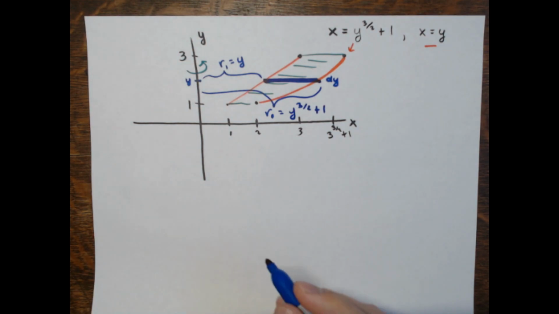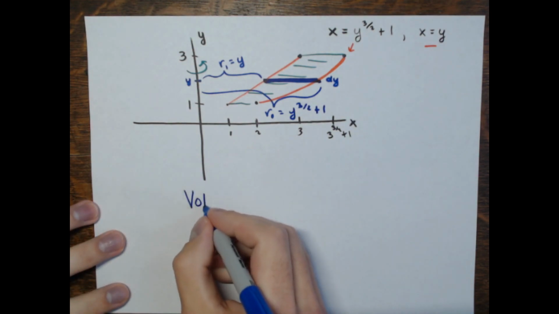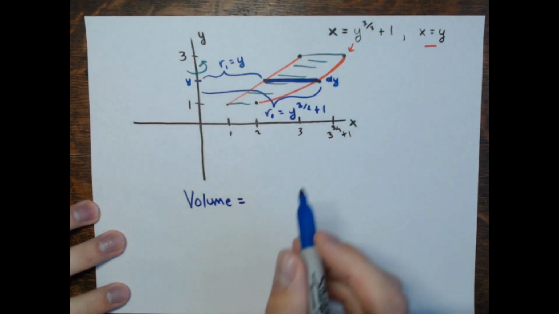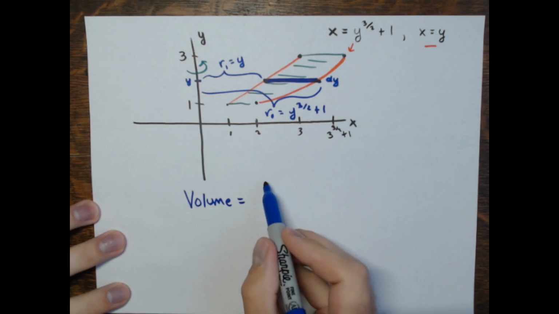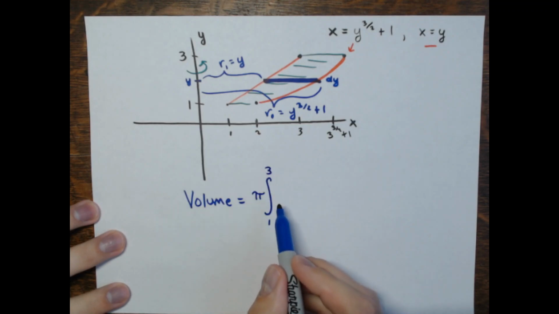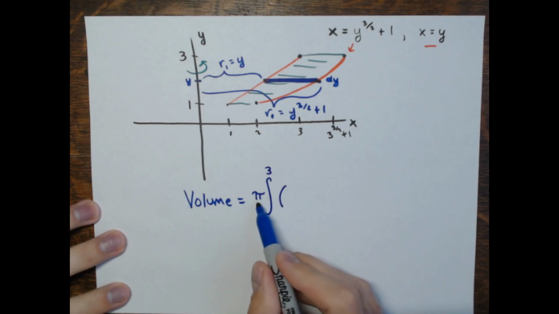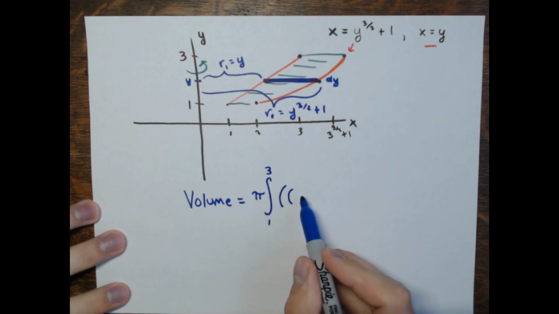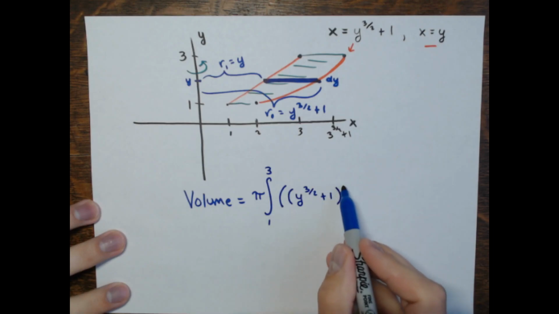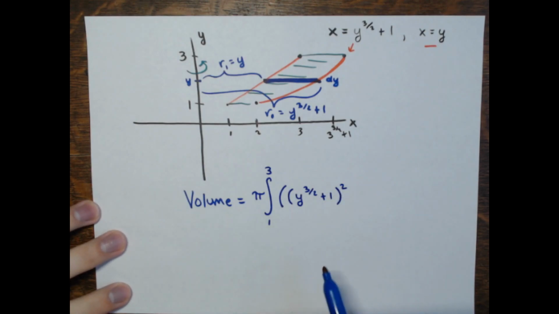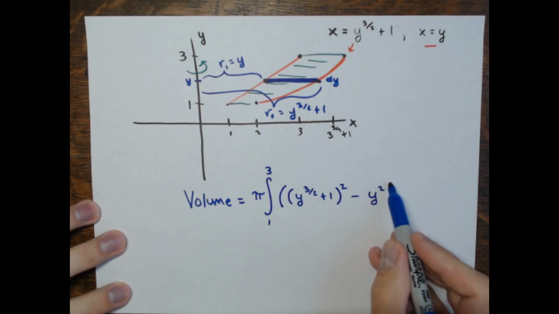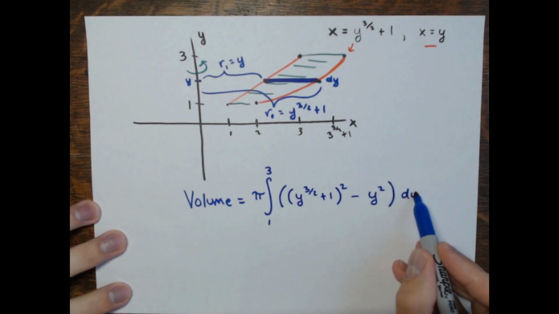Okay, so set up my integral now. The volume of the solid created, total volume, I'd be doing this washer thing for every y coordinate from 1 to 3. So integral from 1 to 3. And the volume of each washer would be pi times, pull the pi out, then the outer radius, y to the 3 halves plus 1, squared, minus the inner radius squared, which is y squared, and then times the thickness, dy.